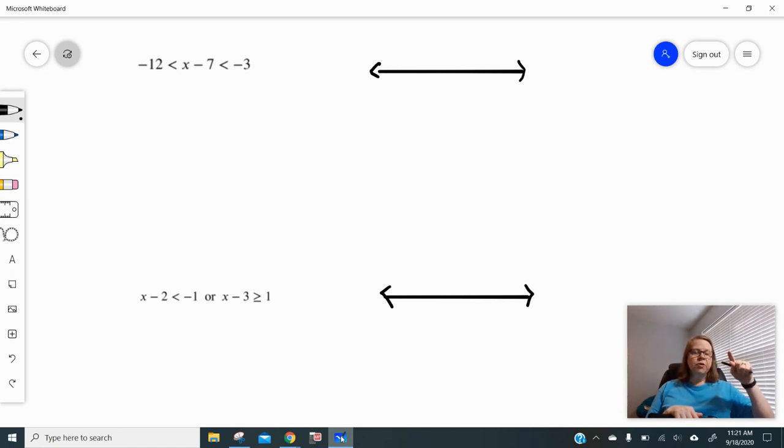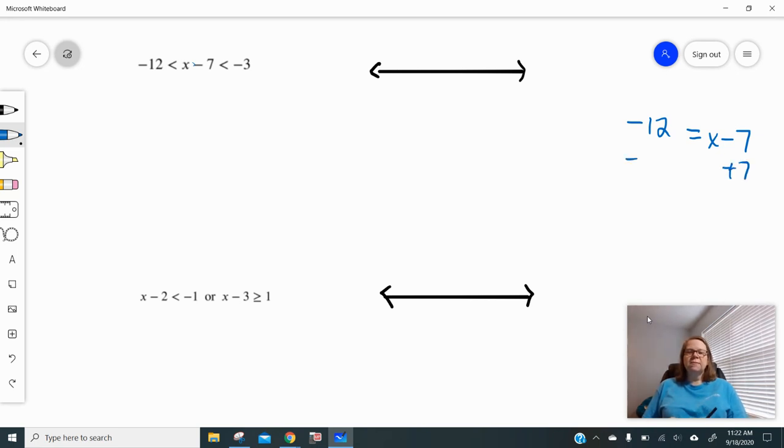All right, so on the first one, think about this like if it was an equation. So let me write that over here. Let's do negative 12 equals x minus 7. I'm just going to take the first part. Think about what you would do to solve for x. That's what's going through your mind when you look at a problem like this. If I was going to solve for x, I would want to add 7 to both sides. And I would get negative 12 plus 7, so negative 5 equals x. X is negative 5. All right. That would be my answer for that problem.